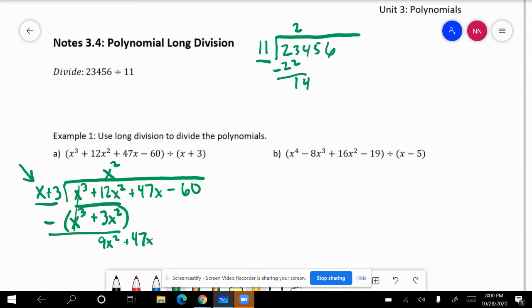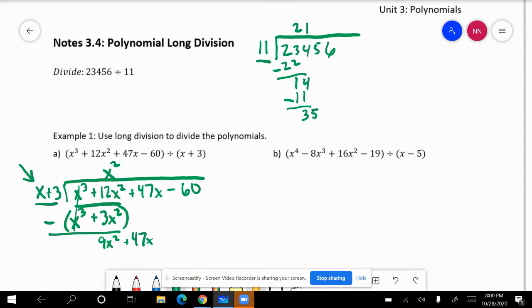Let's look back at our original problem. 11 goes into 14 one time. 1 times 11 is 11. And we subtract. That gives us 3. We bring down the 5.